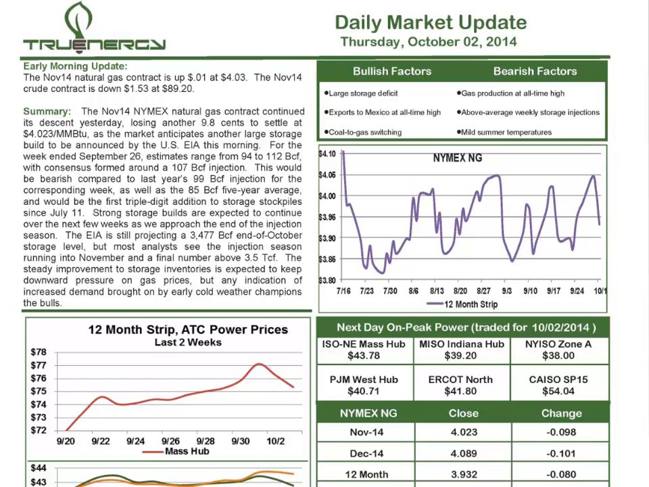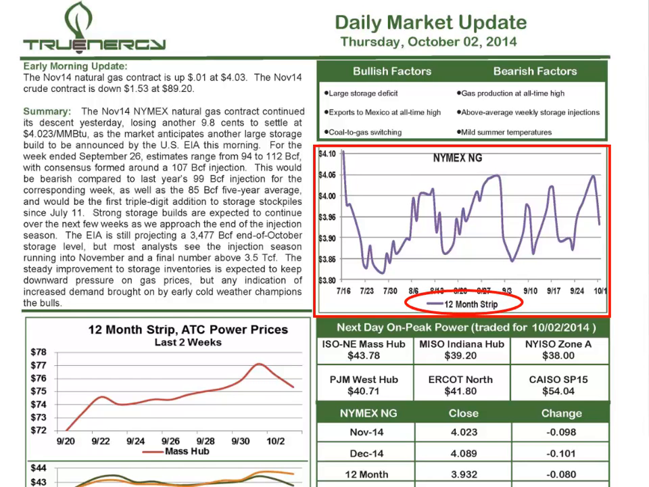Now that we've gone through the summary, there's something in this graph that might look a little odd. If we look at where prices are currently, at the very end of this graph, it shows the pricing is right about, say, $3.95. However, in the summary, it had said the gas settled today at $4.02 per MMBTU. So what's the difference here? The difference is, as you look on the graph, it shows that it's a 12-month strip price.